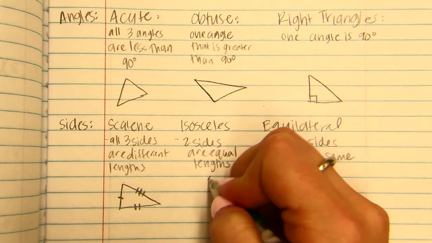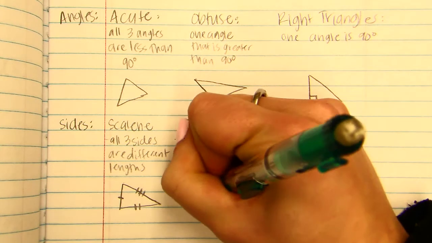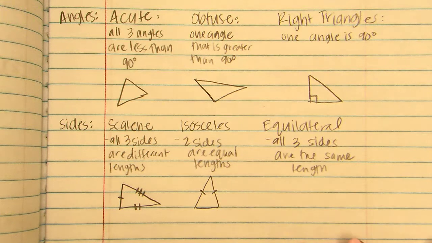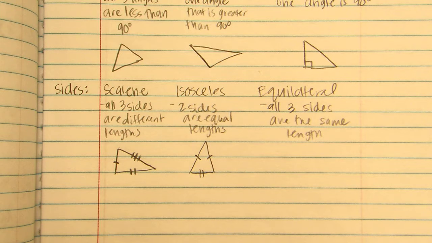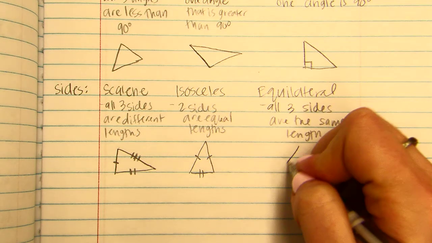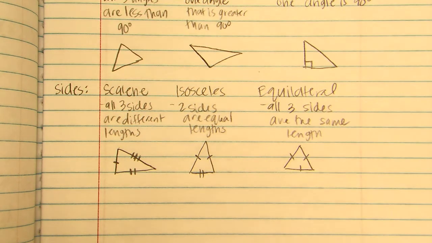So for my isosceles triangle, even though I didn't make a perfect drawing, if I put one tick mark on each of those, that means those two sides are the same length, and this one is going to be different. If I draw an equilateral triangle, again, I can't draw perfectly the same, but if I draw one tick mark on each of those sides, that means they're all the same length.